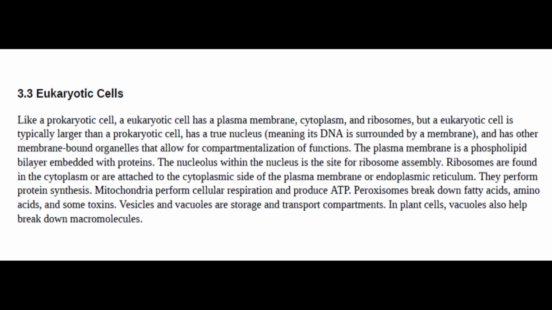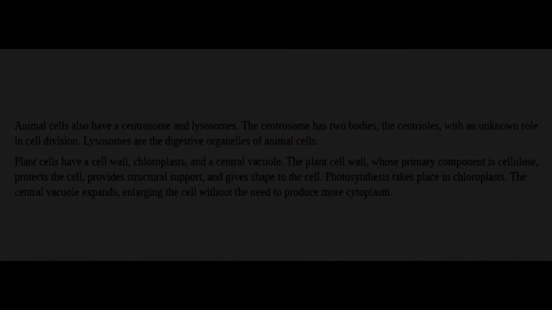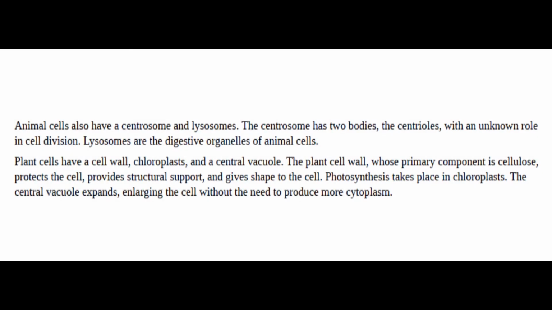Peroxisomes break down fatty acids, amino acids, and some toxins. Vesicles and vacuoles are storage and transport compartments. In plant cells, vacuoles also help break down macromolecules. Animal cells also have a centrosome and lysosomes. The centrosome has two bodies, the centrioles, with an unknown role in cell division. Lysosomes are the digestive organelles of animal cells.